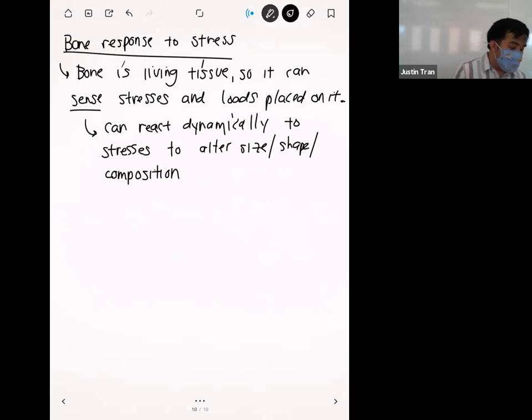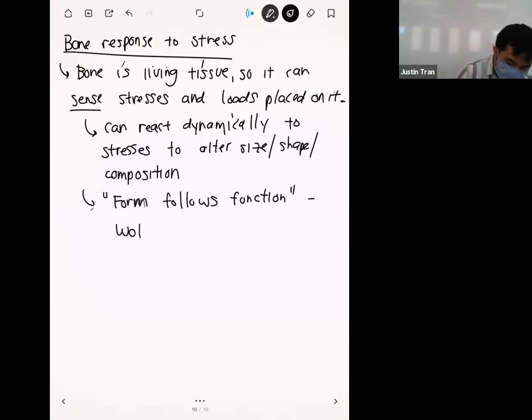And so when does this mostly take place? Or why is this important? This follows a general principle within your body that was first coined by a guy named Wolff, that form follows function. That might be a phrase you've heard before. This phrase is attributed to a researcher named Wolff, and it's known as Wolff's law.